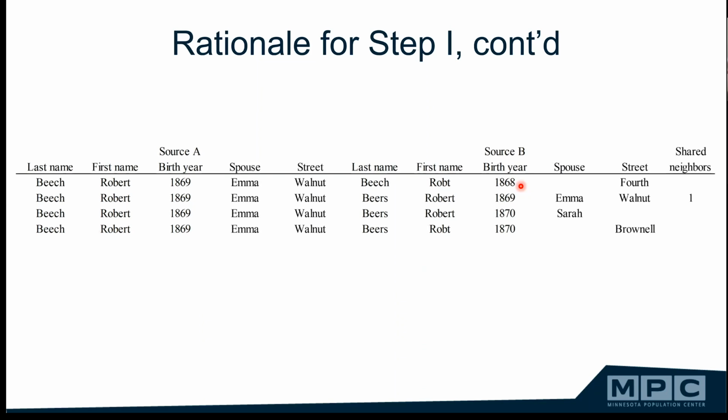If we add information on the spouse, and we've added the street names here, we see that it's not the first one again. It's the second one that's the right match. In this case, the person is married to an Emma in 1900, living on Walnut Street. And 10 years later, this Robert Beers has a spouse named Emma and is also living on Walnut Street. And we've also calculated a measurement of whether there are any shared neighbors between the 1900 and 1910 potential match. And there are in this case.